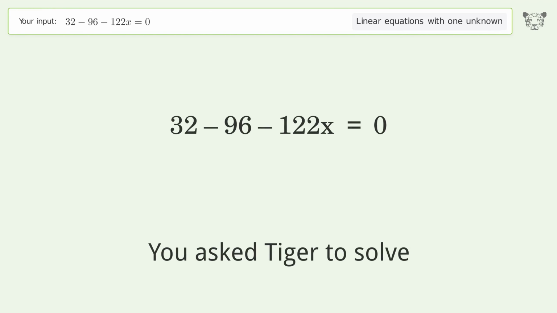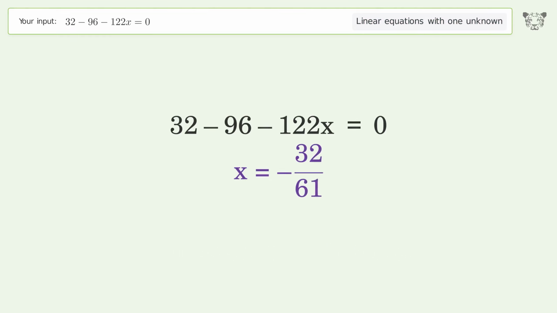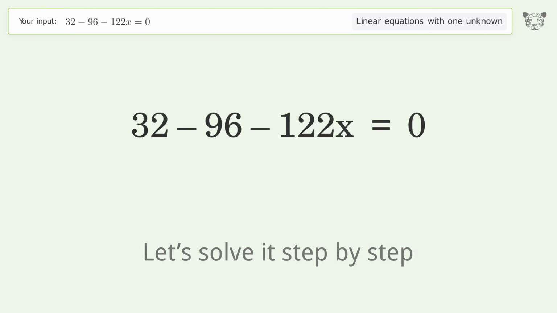You asked Tiger to solve this. It deals with linear equations with one unknown. The final result is x equals -32/61. Let's solve it step by step.